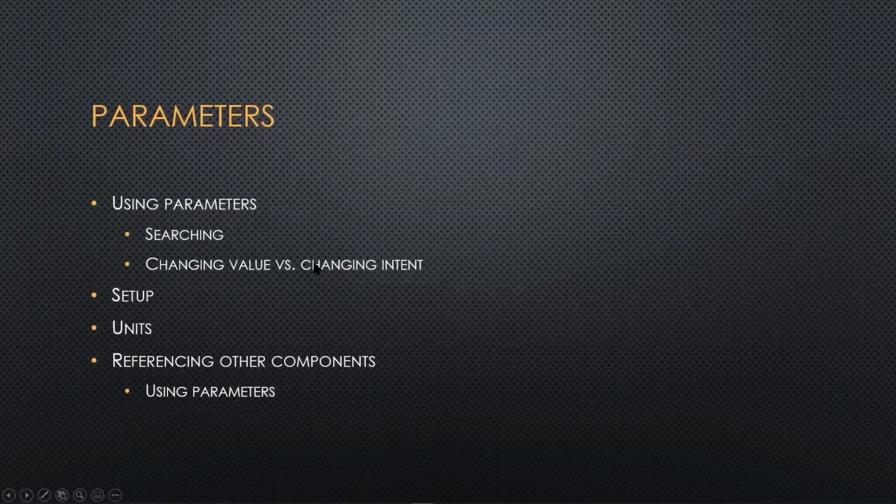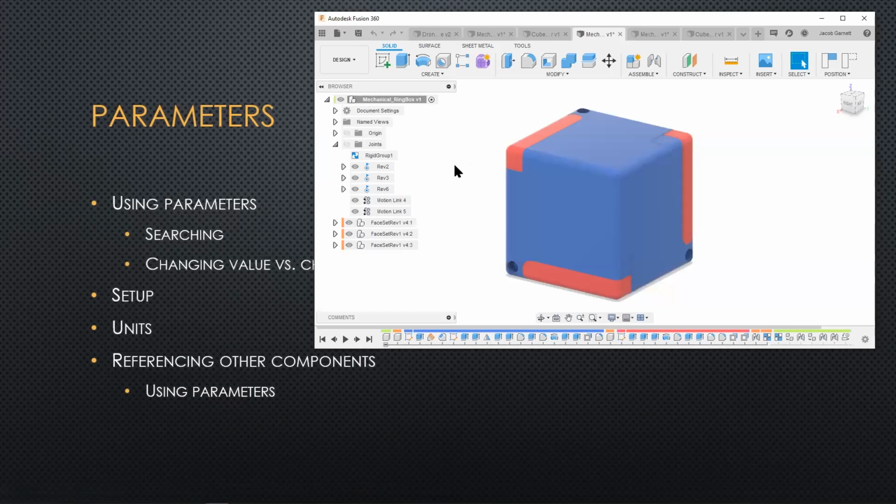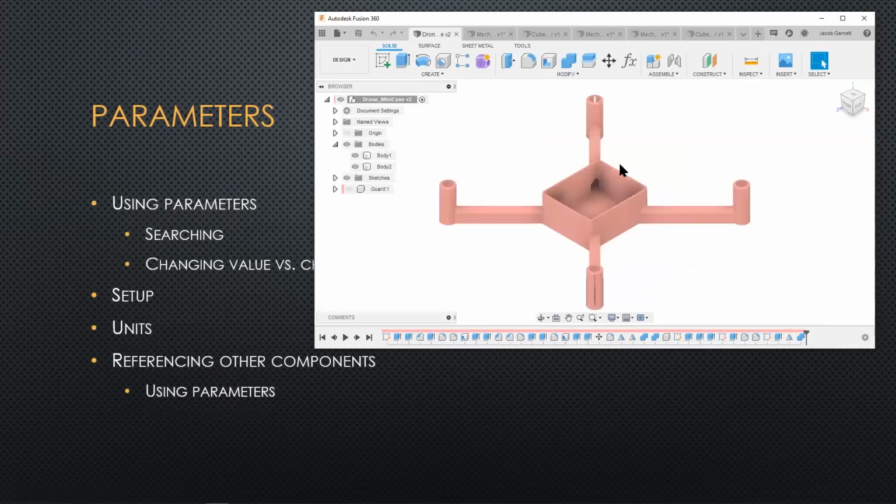On to parameters. So this is the big thing in Fusion 360. The parameters are super, super powerful, and they let you do a lot of cool stuff. The first design that I'm going to talk about doesn't use that many parameters. And I'll go ahead and turn the color cycling off.